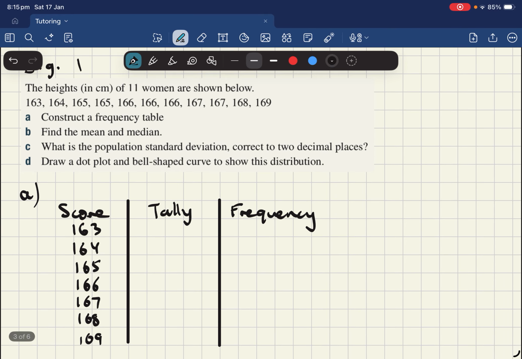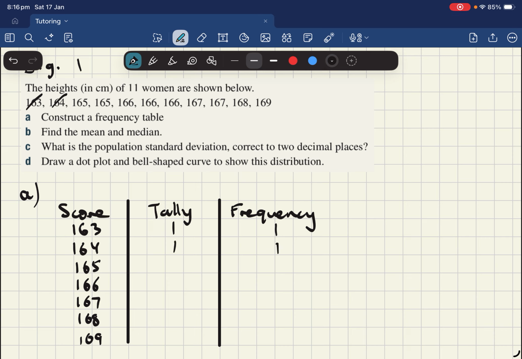Now, here for our frequency table, remember we need the score. So I've written all my scores here. We tally up, so we cross off and count how many of each score we get, and then we write a frequency, how many times that data point occurs. So writing this in here, I have 163 happens once, so it has a frequency of 1. 164 happens once, so it has a frequency of 1.